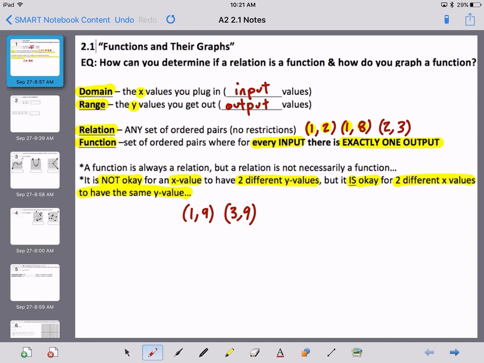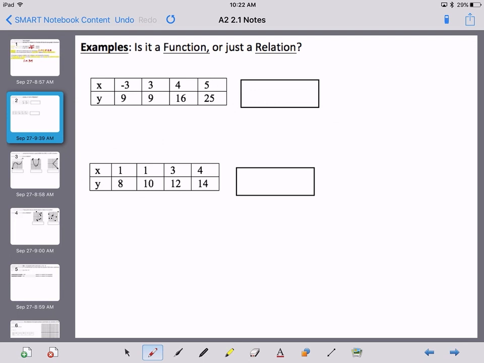Okay, so let's look at our first two examples to determine whether or not something is a relation or a function. In our first table, they're saying that -3 goes to 9, +3 goes to 9. If you plug in 4, you get 16. If you plug in 5, you get 25. The fact that all of your x values are different tells you that it is a function. Even though you have the same y values, remember, it is okay to have the same y value. So this actually is a function.